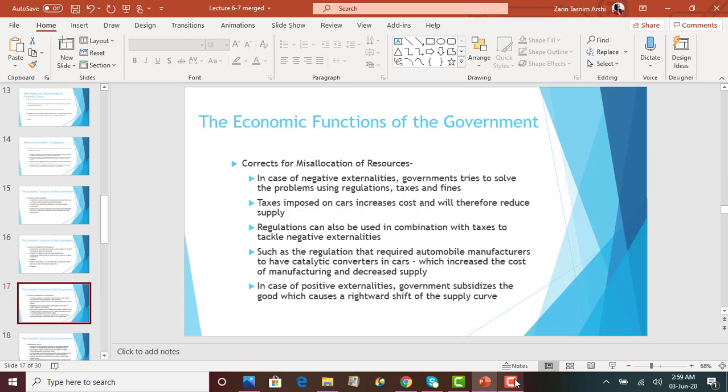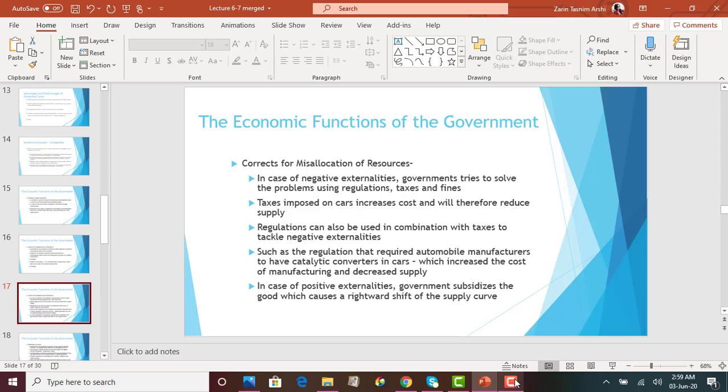And finally, the government can also issue fines. If I'm driving a car and my car is releasing a lot of pollutants or gas, then the cop can come and fine me and give me a penalty. So I will be forced to fix my pollution issue or my gas issue. Okay, so these are ways the government can correct negative externality.